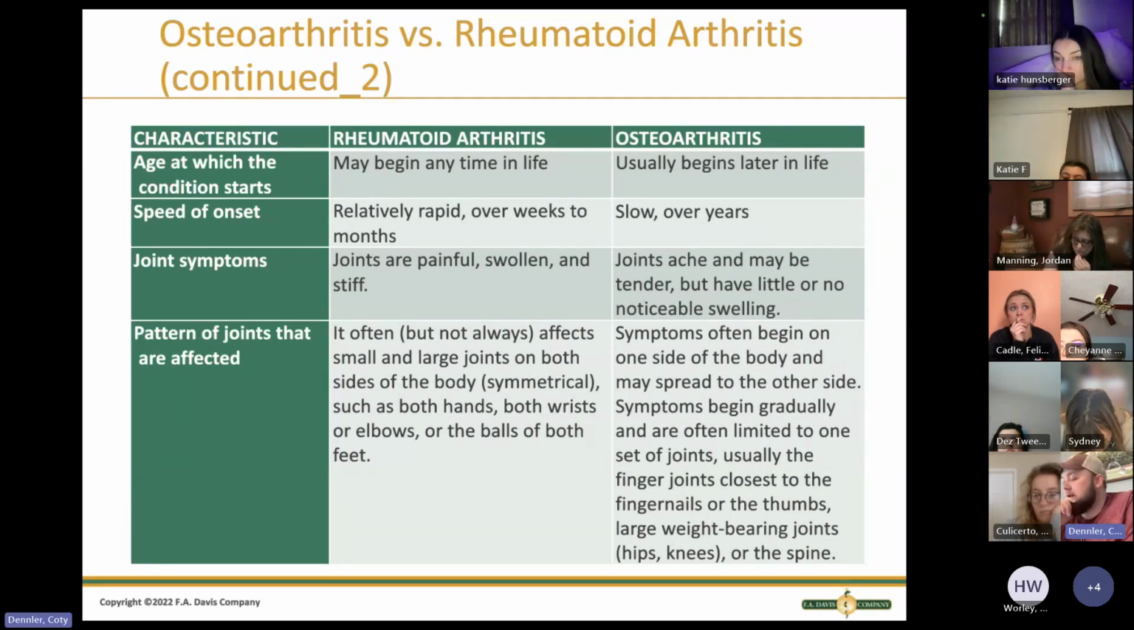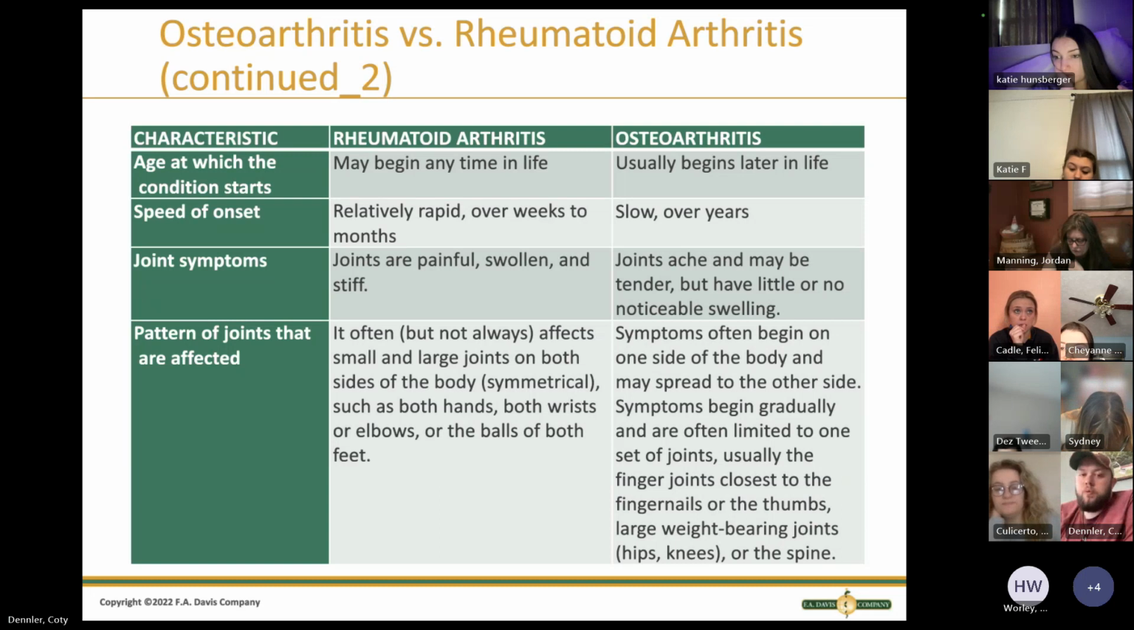You see this a lot in people's hands. And again, large weight bearing joints, hips, knees, spine, things like that. But hands, very common as well. Are you guys good so far?